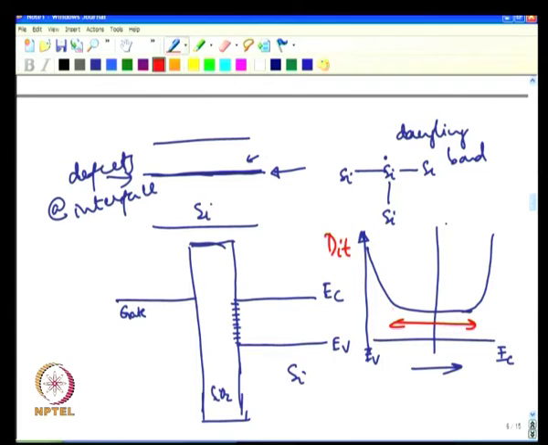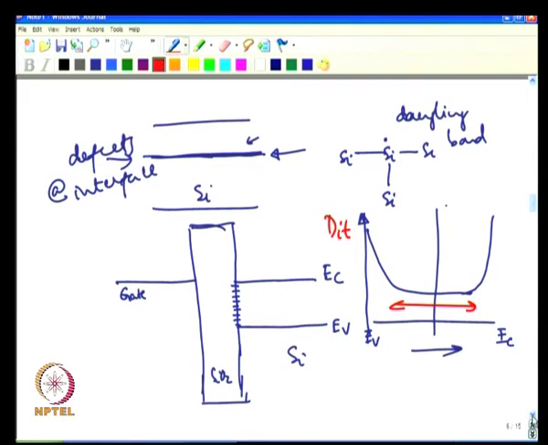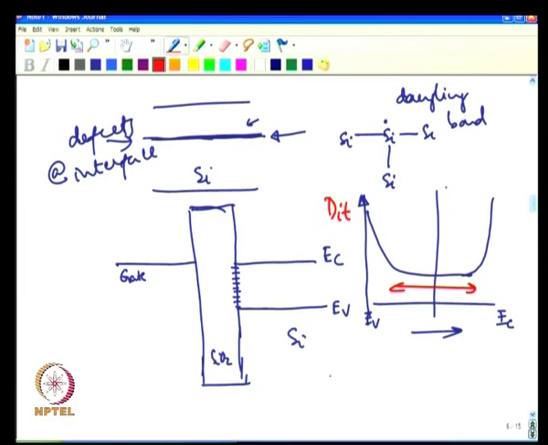because this is given as a function of energy value and per unit area value. Per unit area at a given energy, what is the trap density? That is what we call DIT, interface trap density in terms of number per centimeter square eV. So from DIT, if you want to get NIT, you integrate this over an energy range. In other words, you get NIT as the integral from E1 to E2 of DIT, which is of course a function of E, dE.